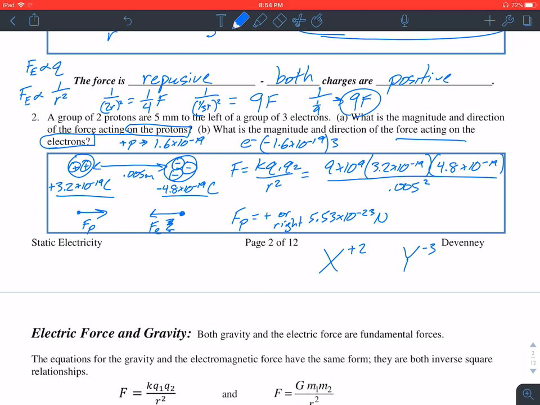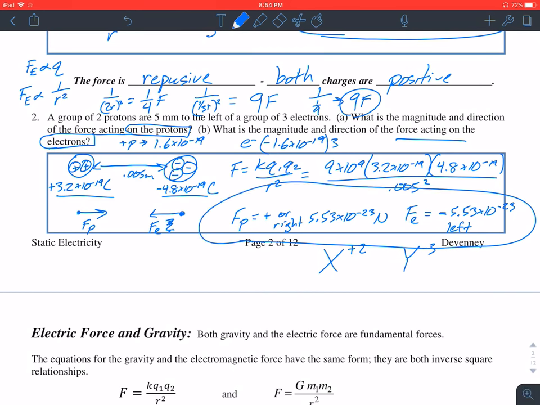All forces are in newtons, which means the force on the electron is negative or to the left at 5.53 times 10 to the negative 23rd. That should get you through homework 1.